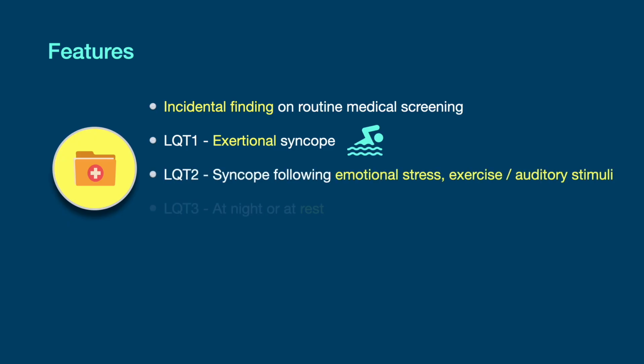Long QT1 usually is associated with exertional syncope, often while swimming. Long QT2 is often associated with syncope occurring following emotional stress, exercise, or auditory stimuli. And long QT3 usually follows events occurring at night or at rest. And finally, we have sudden cardiac death, which is another feature of prolonged QT syndrome.